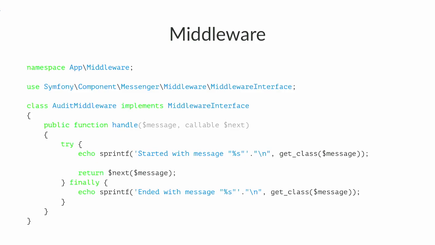So in this example, the audit middleware I mentioned, you can say before the next middleware is called, and therefore before your actual message handler is called, I'm going to display started with message X. And you can use this trick of try and finally to directly return the result of the next middleware.